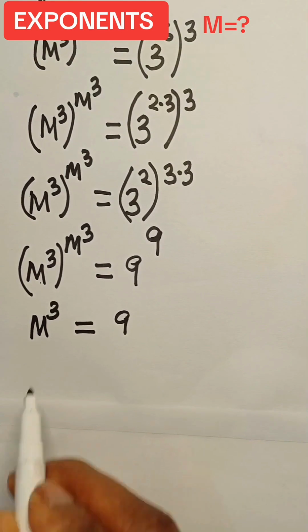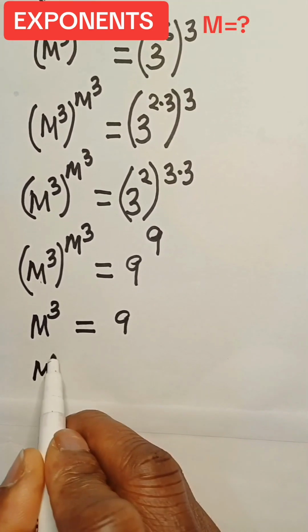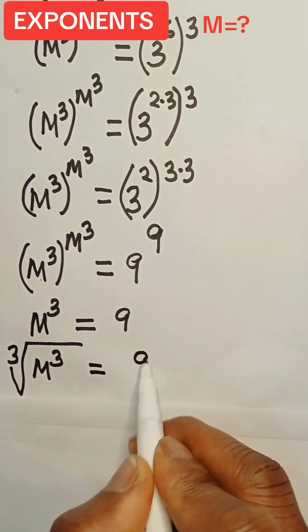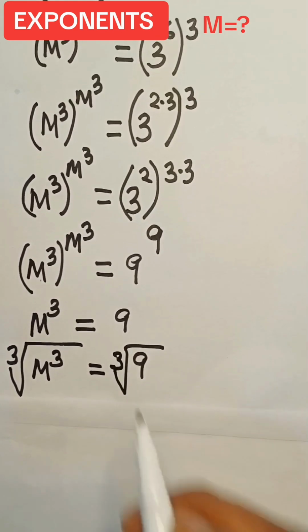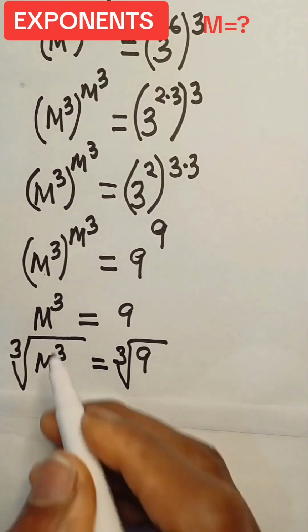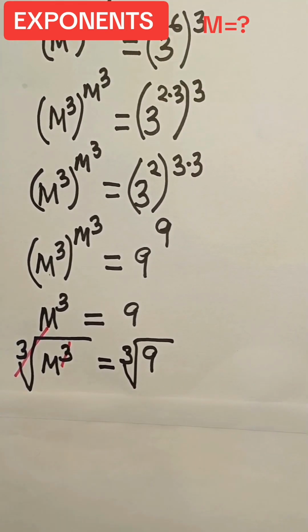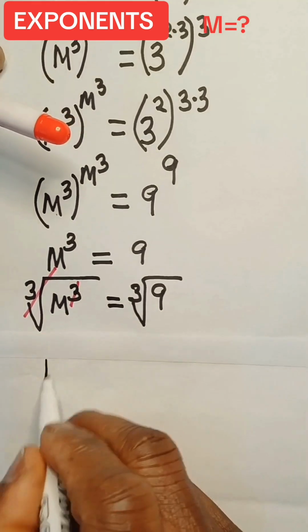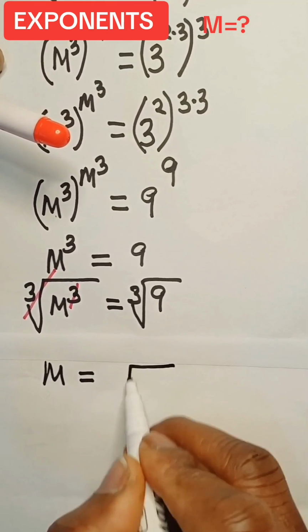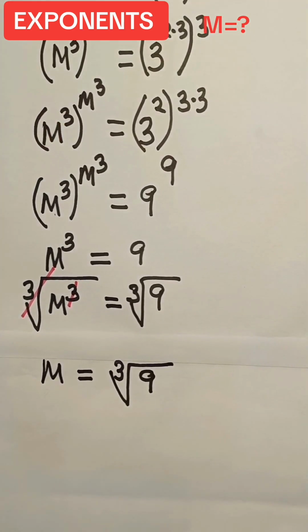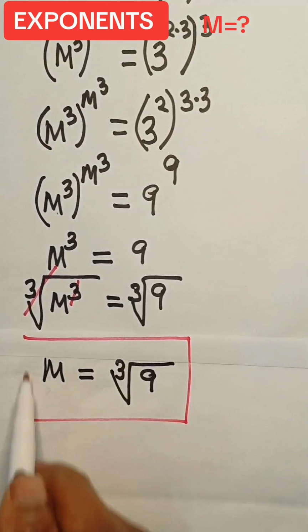So if we take the cube root of both sides of the equation, this cube here, we cancel out the cube root radical, and we have that m is equal to the cube root of 9. So that is the value of m.